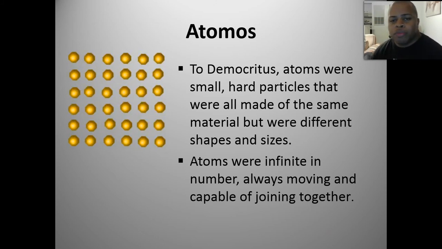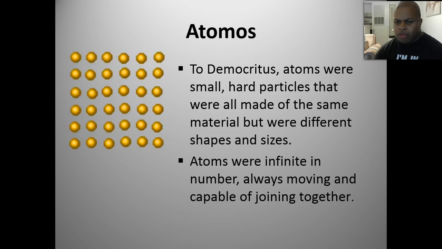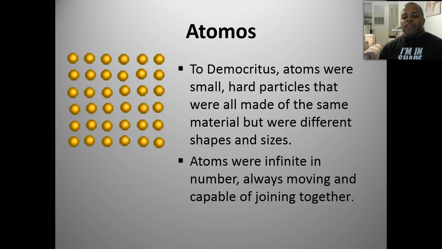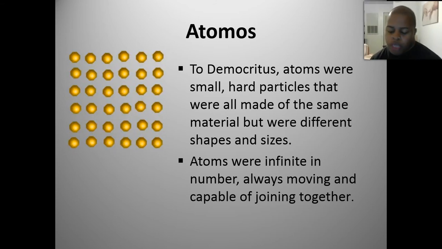Democritus said atoms were small, hard particles made of the same material but different sizes and shapes, making up the different elements. And there were an infinite number of ways of moving and joining them together to make compounds, the things that we normally interact with.